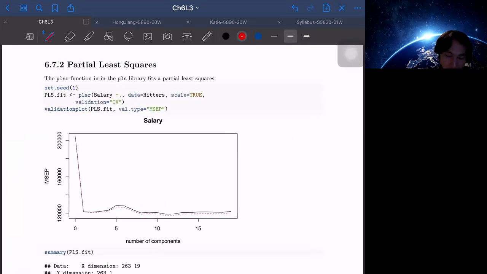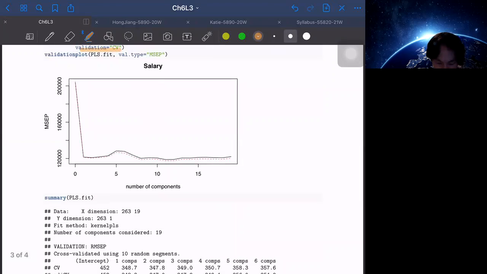So the next one is partial least squares. We use the information of salary to summarize the batters' performance information. PLSR, partial least squares regression, of salary on the other variables. And this is the data set, scale is true, validation is CV. So just the same, only the name of the function is different. Then we can make the same graph.